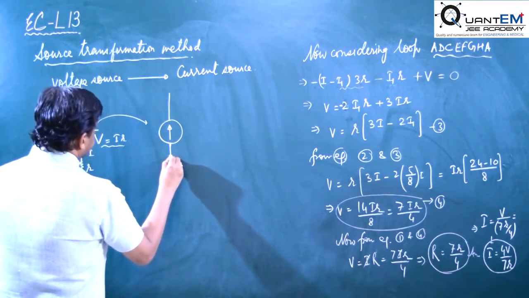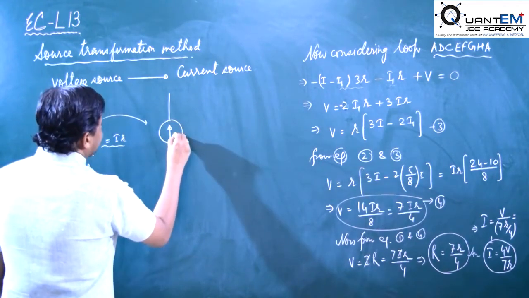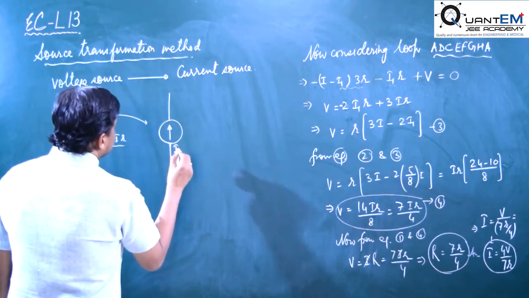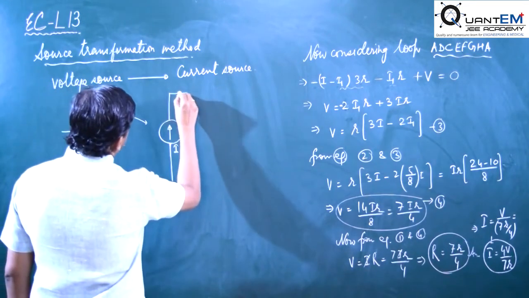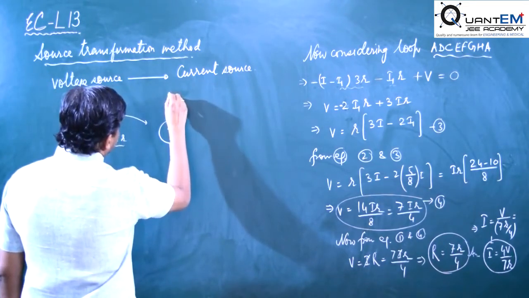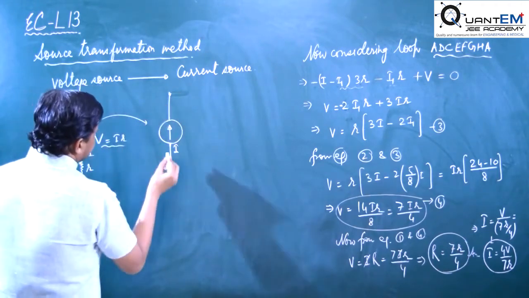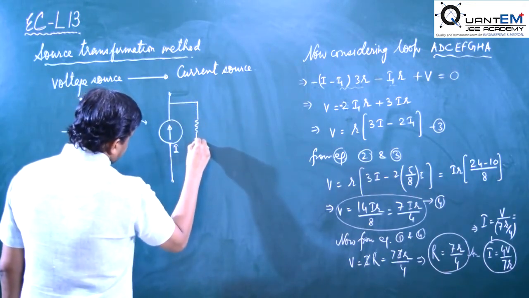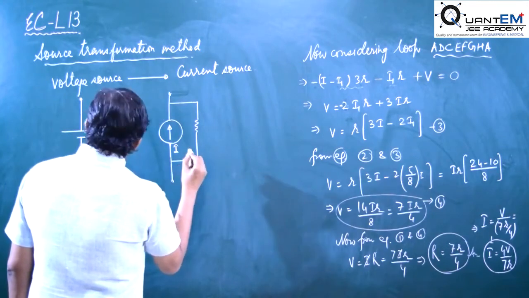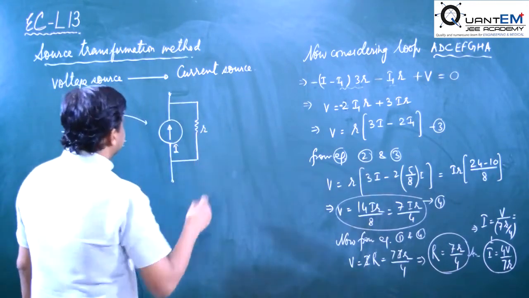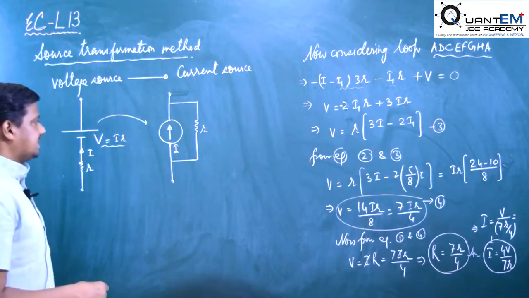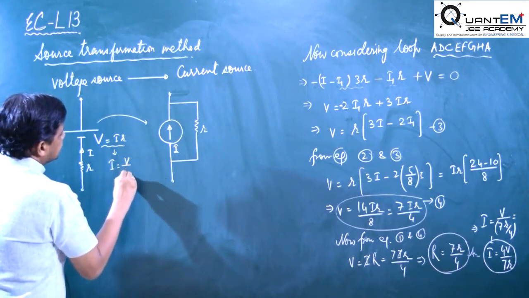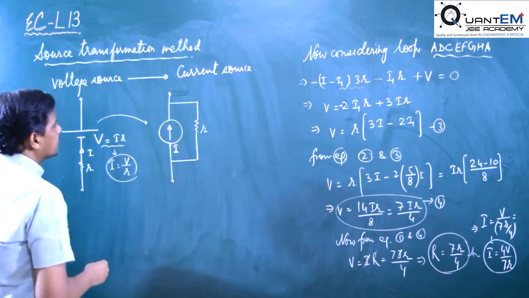Okay, and the value of current here is I. Now these are terminals, you connect a resistance in parallel with this current source. This resistance is now here. Okay, so now current is I and resistance is R. What is the value of current here? That is V by R.